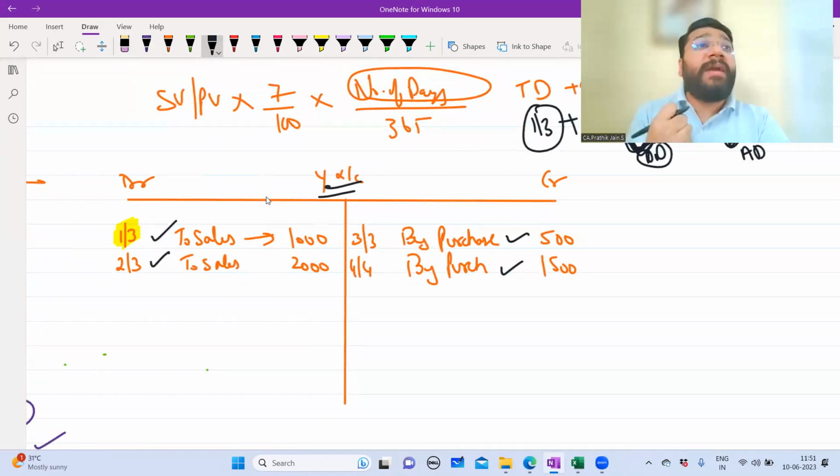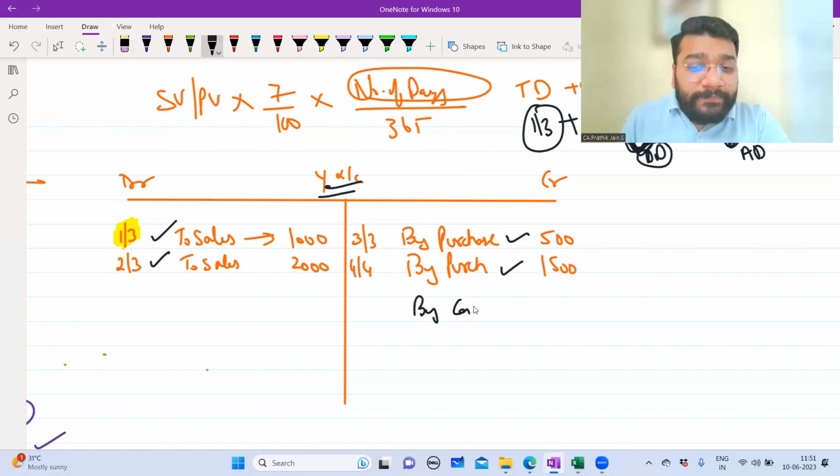When money is received from Y, what is the entry? Cash account debit, to Y. So can I say by cash? This 1000 rupees I received by cash on 1/5. This is the sale date, and this is the money received date.